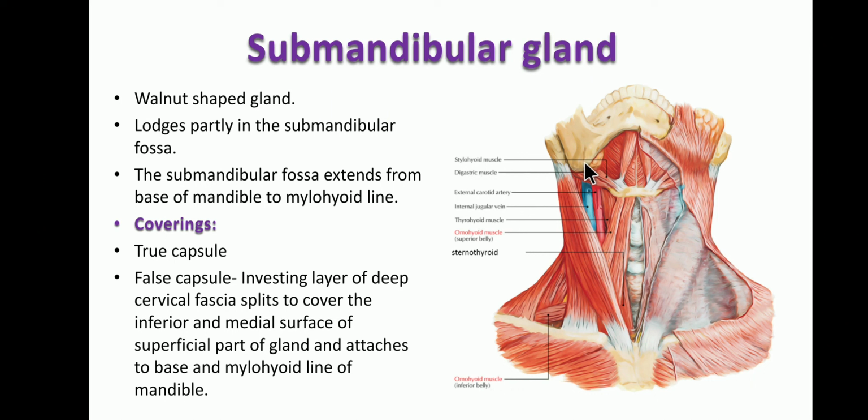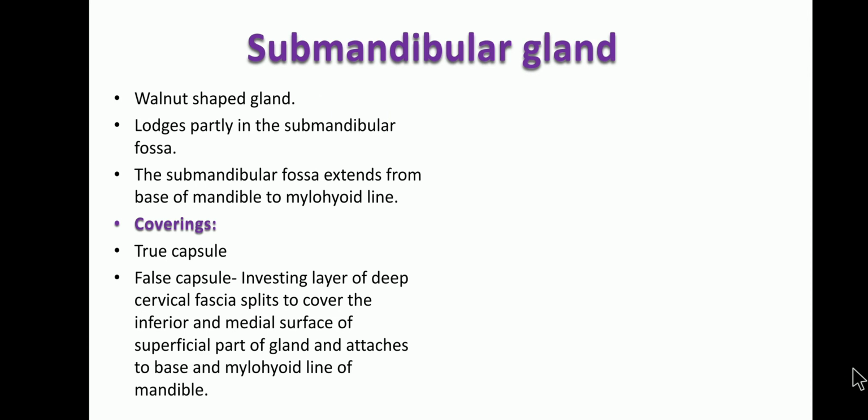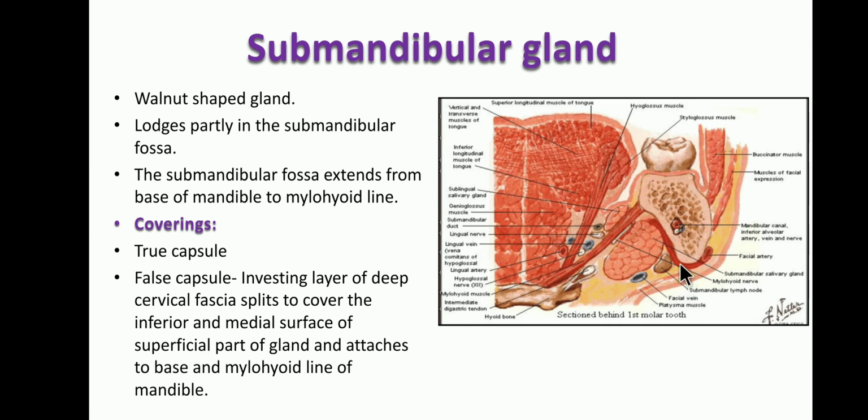When it reaches the lower part of the gland, the deep cervical fascia splits to get attached to the lower border of the body of the mandible here, and then the one deeper layer which has split gets attached to the mylohyoid line of the mandible, from where the mylohyoid muscle originates. That is how it splits to enclose.